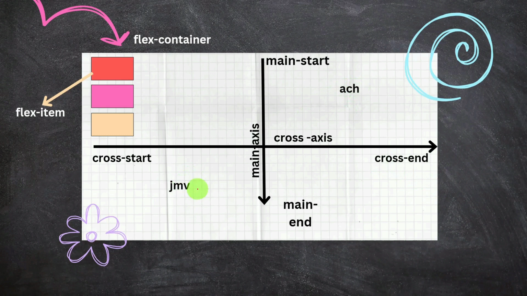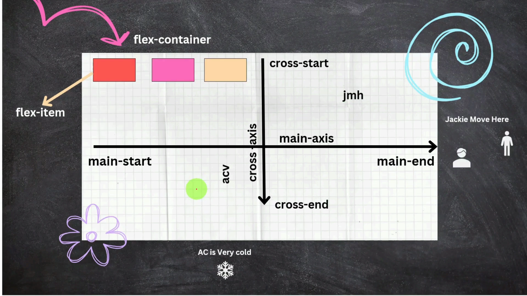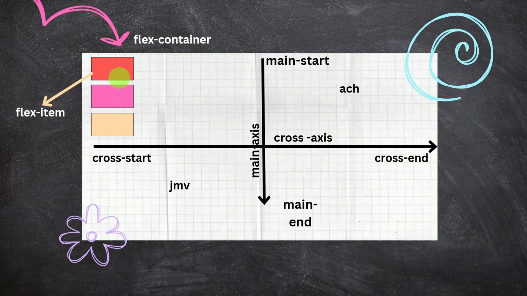And these words I will be telling you after doing a practical example. So whenever we have horizontal, that way is called the main axis. Whenever we have flex items as vertical, that way is called the main axis. And the opposite will be the cross axis. And this entire thing will be called the flex container. Inside this, we have flex items.